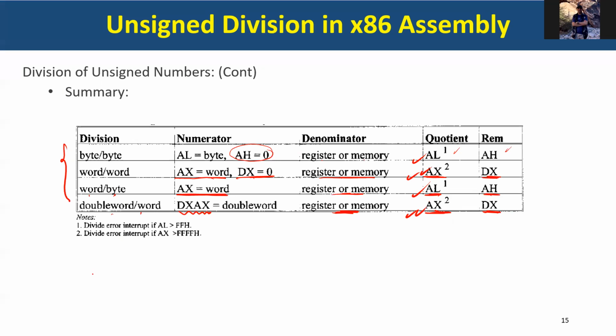So the processor will raise an error for you, saying, hey, you need more size for this quotient. And again, in general, whatever you do, if you divide by 0, this is another type of error that might be raised during division.